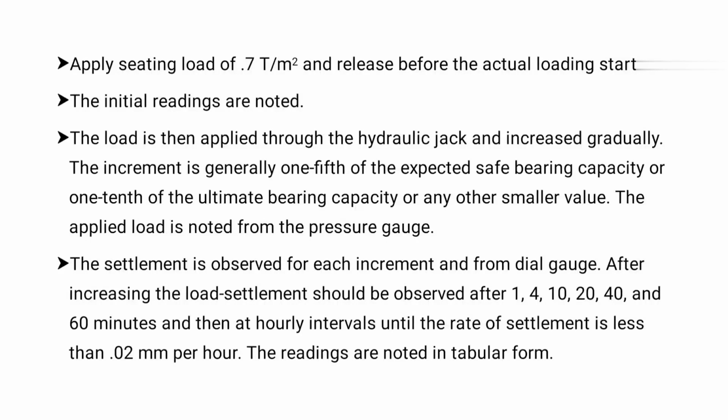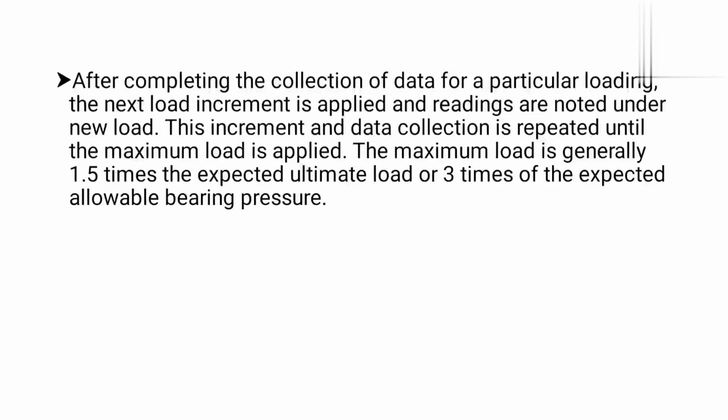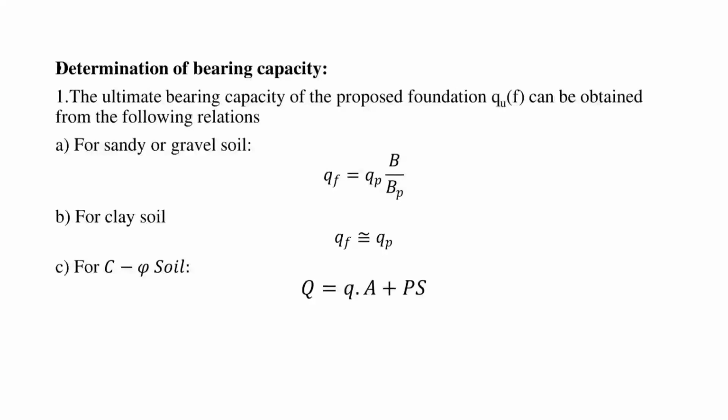Then the settlement is observed for each increment from the dial gauge on a time basis, such as 1, 4, 10, 20, 40 and 60 minutes, and then at hourly intervals until the rate of settlement is less than 0.02 mm per hour, and readings are noted in tabular form. After completing the data collection for a particular loading, the next load increment is applied and readings are noted until the new load. The maximum load is generally 1.5 times the expected ultimate load or 3 times the expected allowable bearing pressure. By conducting this test we can find the bearing capacity and also the settlement.